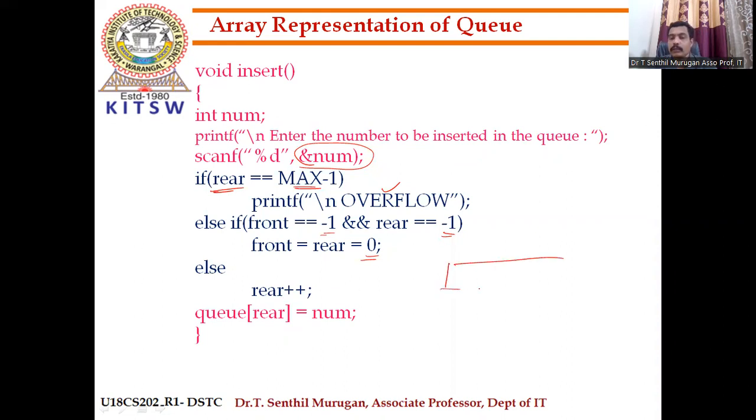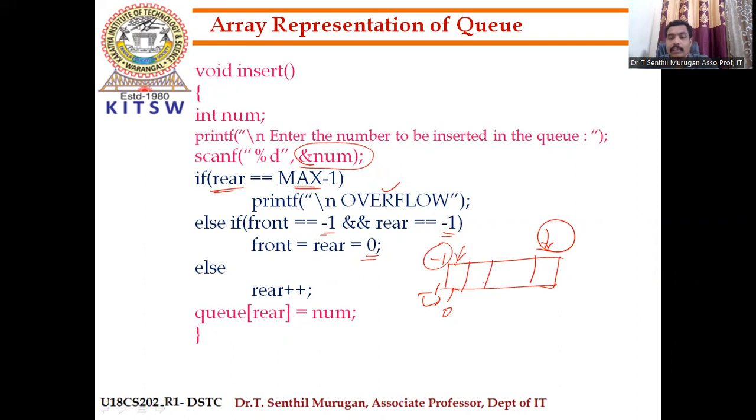Okay, so this is the queue. First, we have to check the rear position, because only rear is used for checking. If rear is pointing to maximum minus 1, we can say it is overflow. If not, we check whether there are no values in the array queue. If both are pointing to minus 1, it means no element is in the queue. That is the first element, so the rear value we change to 0, the first location. Okay, so if this condition is also not true, it is not overflow and not empty.